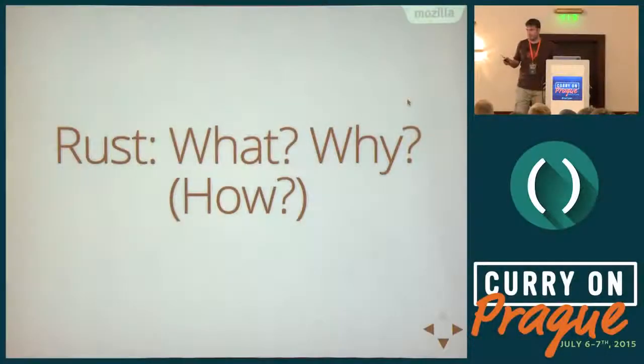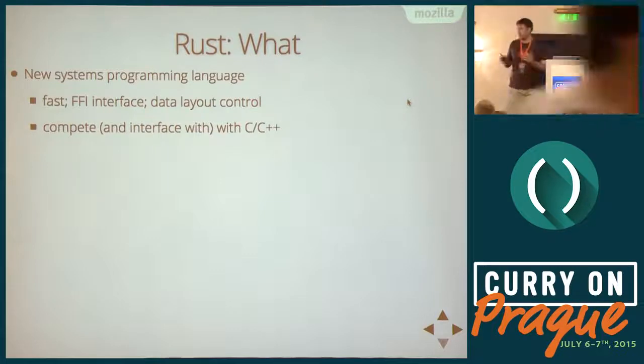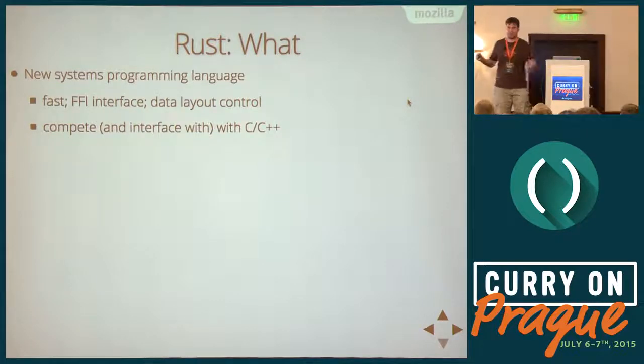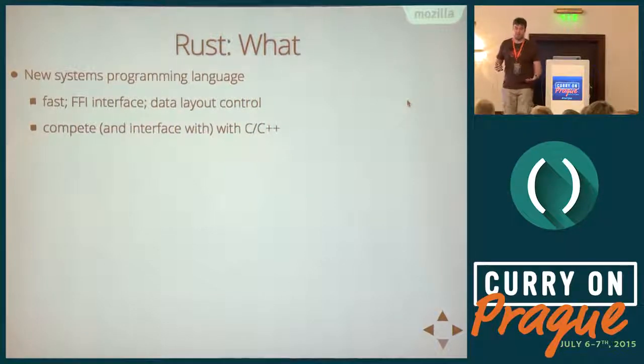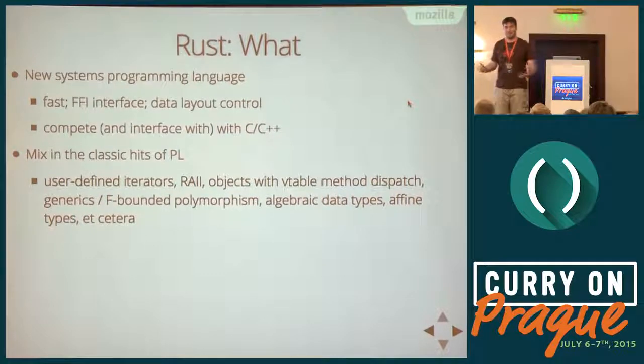Okay, so yeah, let's talk about Rust and what it is and why we're making it. So it's a new systems programming language. Actually, so much of my talk, I wish I had the time to revise it entirely based on Bjarne's, because so much overlap was there. So we need to have fast code for systems programming, and we want to have a good FFI interface to interface with native services. You want to have low-level control, things like data layout. But also, we've got decades of PL knowledge to draw upon.